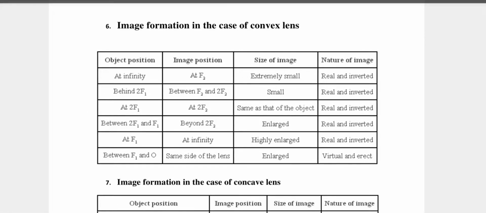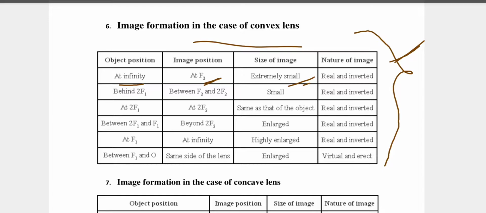So when we come to lenses, a lens has two focus points, f1 and f2, and two centers of curvature, that is 2f1 and 2f2. Here also, as I have already said, this table of convex lens is almost the same as the table of concave mirror. So if you know the table of concave mirror, you can easily remember this table. First, we will place the object at infinity. We will get the image position at focus 2. The size is highly diminished or extremely small, and the nature is real and inverted.